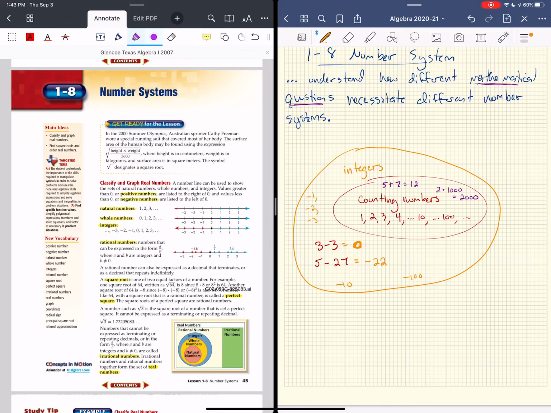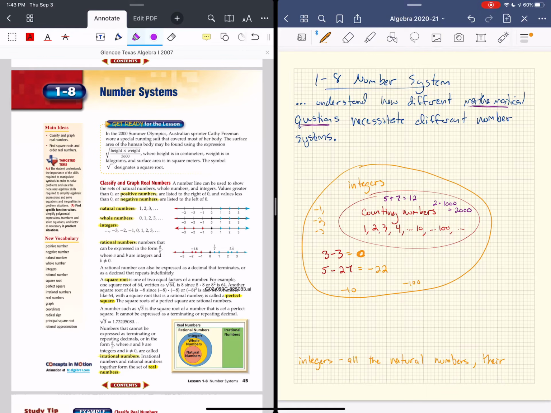So the integers, again, if you want to write a definition down somewhere, I guess maybe I'll do that. If you want to write down, integers are all the natural numbers, their opposites, in the sense of additive inverse opposites, opposite signs, and 0. The one number that is neither positive nor negative.